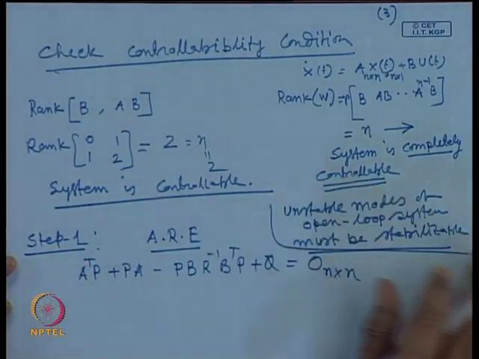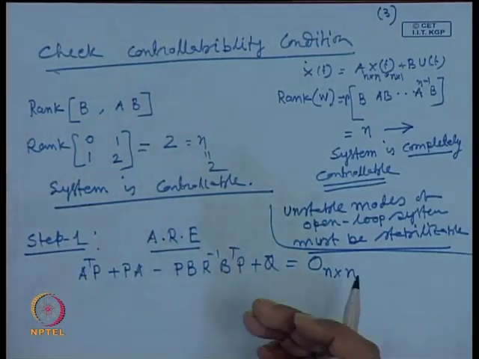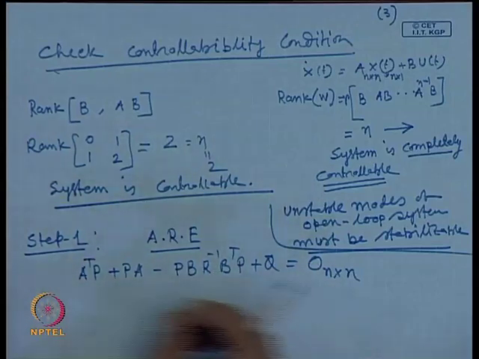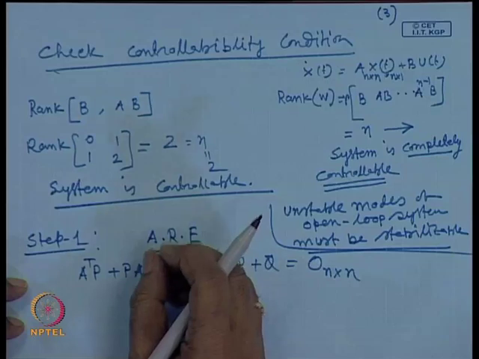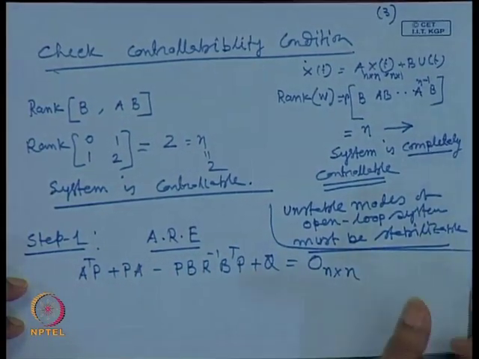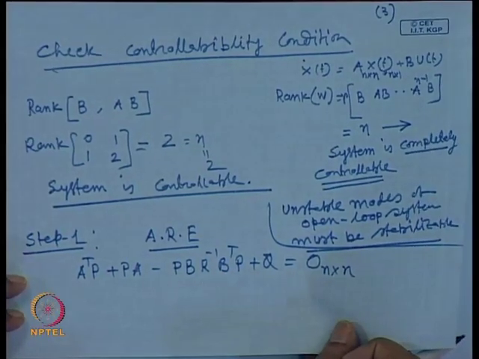We will discuss in detail the different methods to solve the algebraic Riccati equation. For the time being, since it is a smaller dimension, 2 by 2, we can do an algebraic solution, because we will get a set of nonlinear algebraic equations. With a smaller dimension, we can solve this with hand calculation.